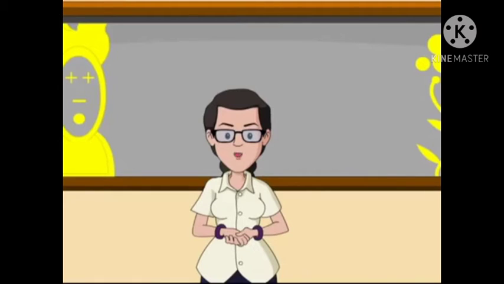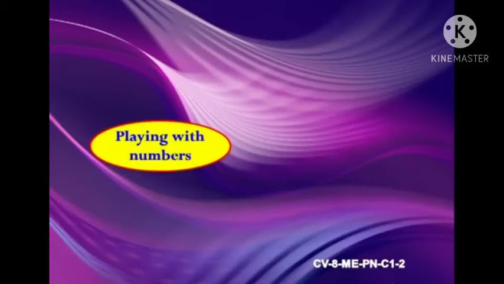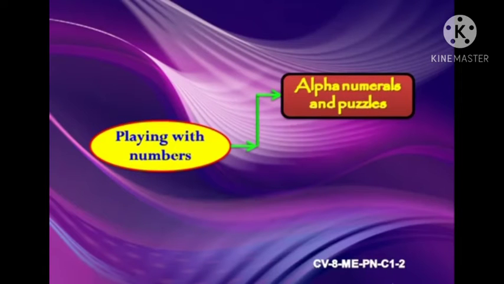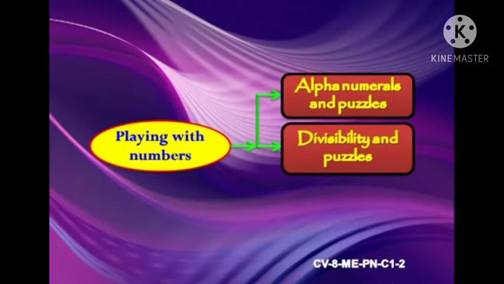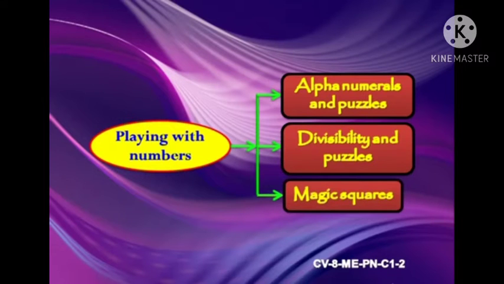Now, why don't we take a quick memory jog and revise everything we have learned today? Playing with numbers. In this chapter, we study about alphanumerals and puzzles, divisibility tests and puzzles, and finally about the fascinating magic squares. In this capsule, we study about alphanumerals and puzzles.